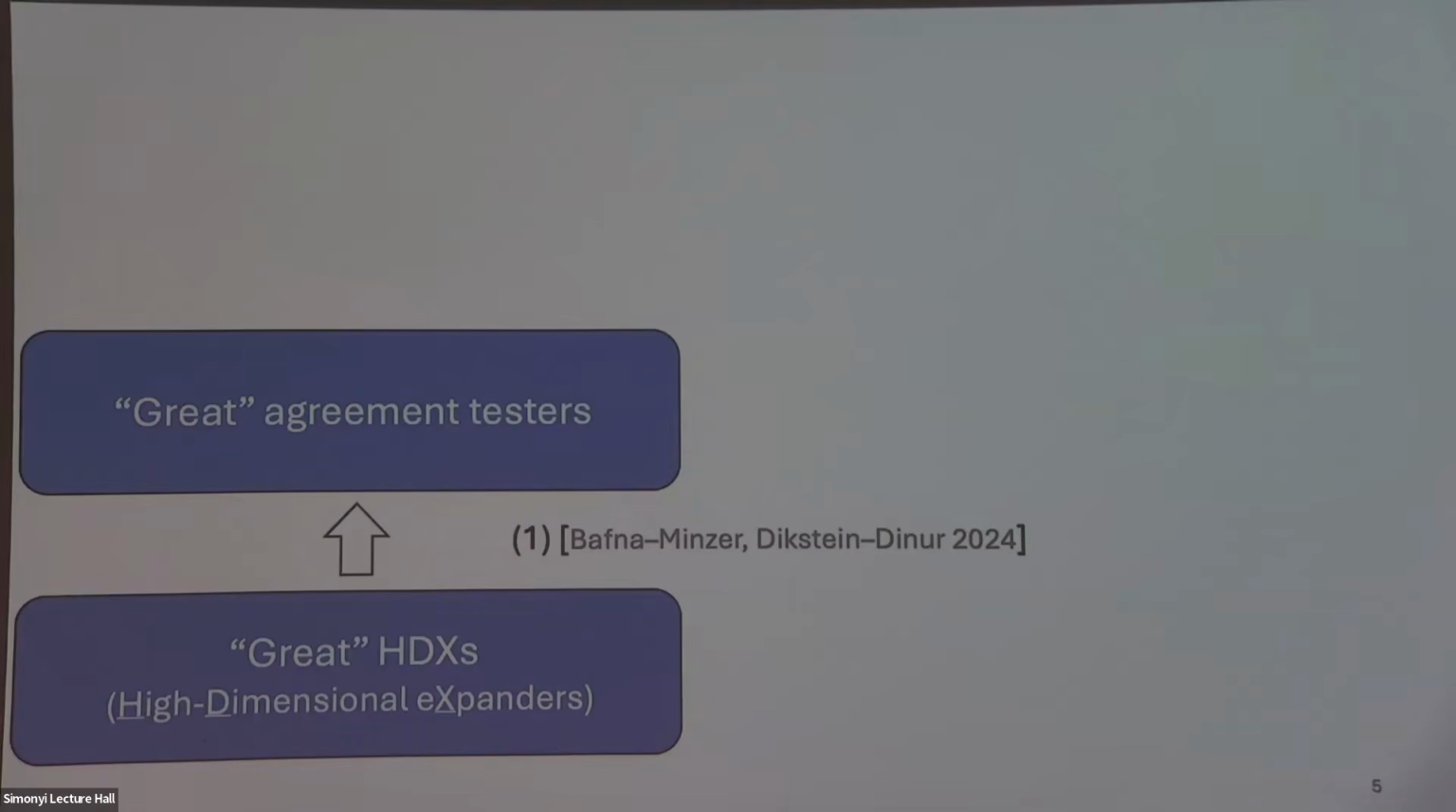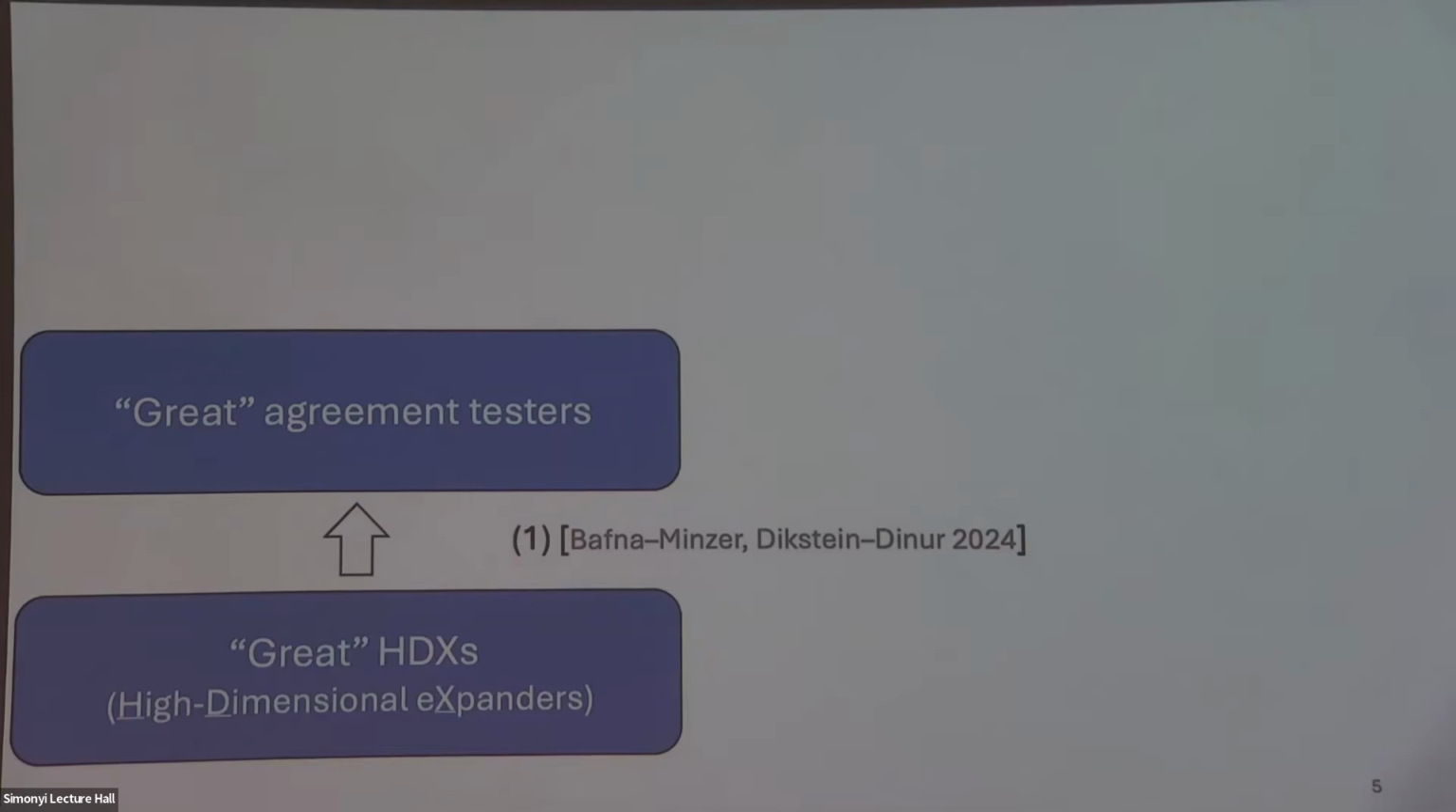These great agreement testers, where by great I mean that they're sparse and they also work in the full parameter regime of all the different possible overlaps, were shown to exist modulo the existence of some other objects called great high dimensional expanders. And great has a technical meaning here that I'll say a little bit later in the talk.